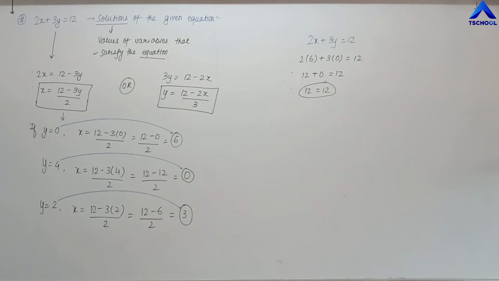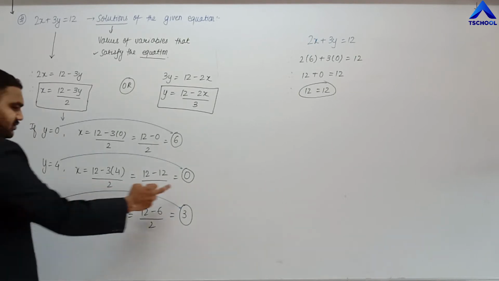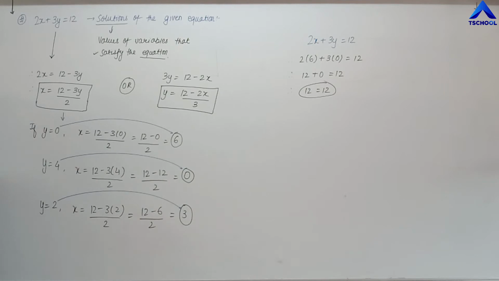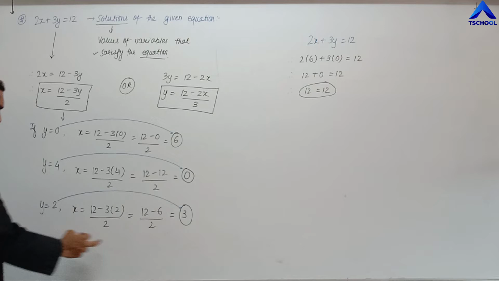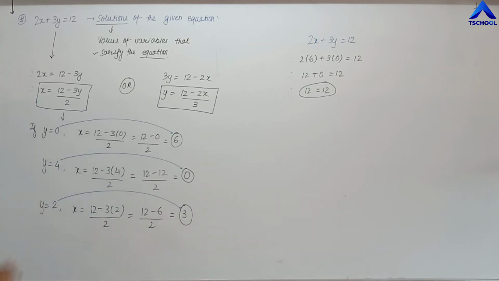Similarly, if I take x equals to 0 and y equals to 4, then also I am going to get the same result. You can verify it by yourself. And if I take x equals to 3 and y equals to 2, then also I am going to get the same result. You can again verify it by yourself.